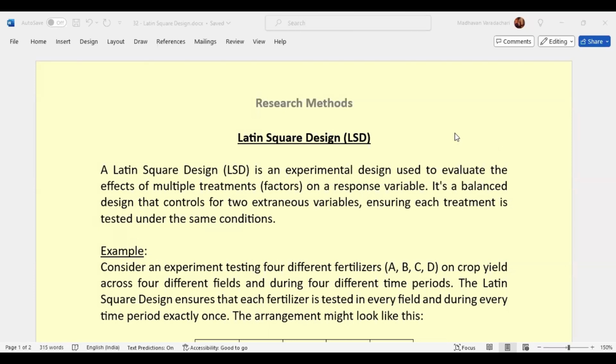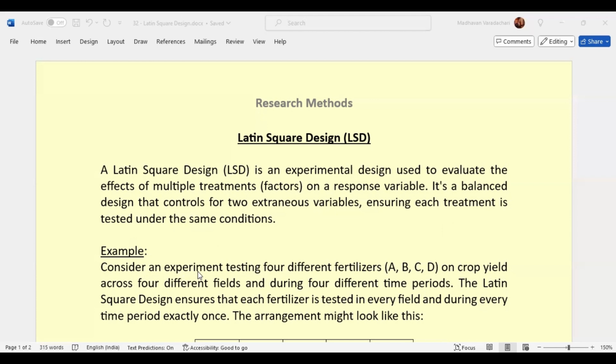Hello everyone. In continuation to our topic research methods, the next is Latin square design, shortly called as LSD. A Latin square design is an experimental design used to evaluate the effects of multiple treatments, that is factors, on a response variable. It is a balanced design that controls for two extraneous variables, ensuring each treatment is tested under the same conditions.